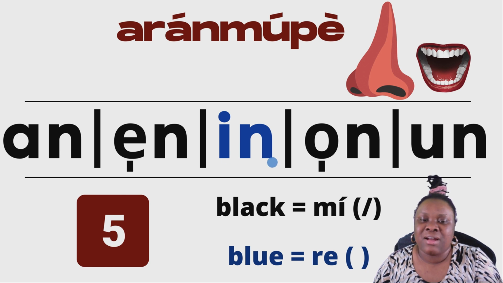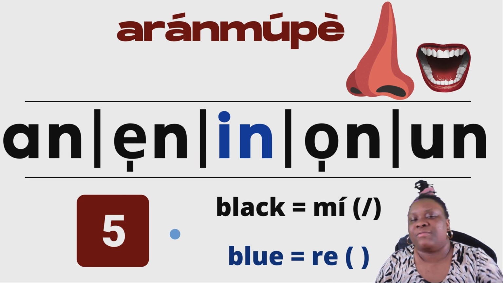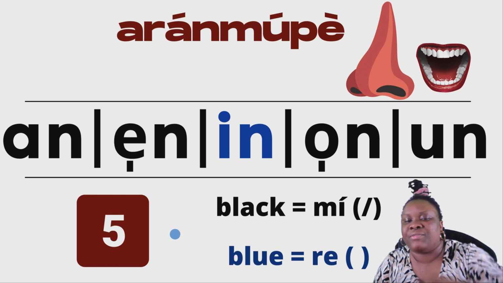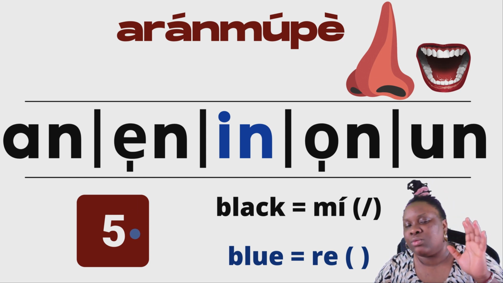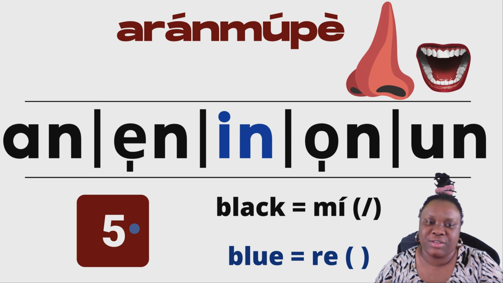But these are the àránmúpè vowels. Márùn lani, márùn, 5. There are 5 of them. I will make a follow-up video on numerals soon.